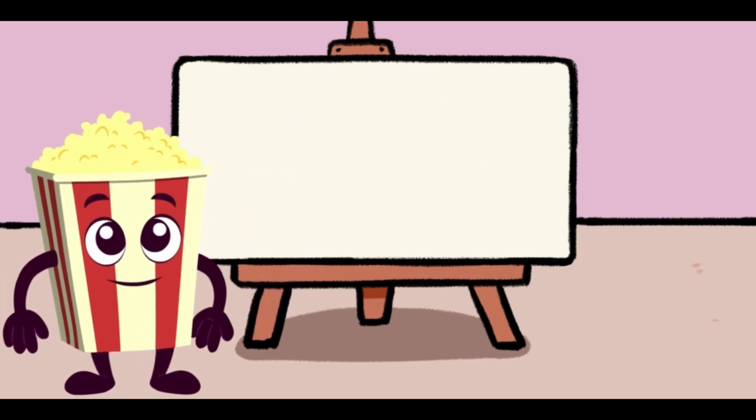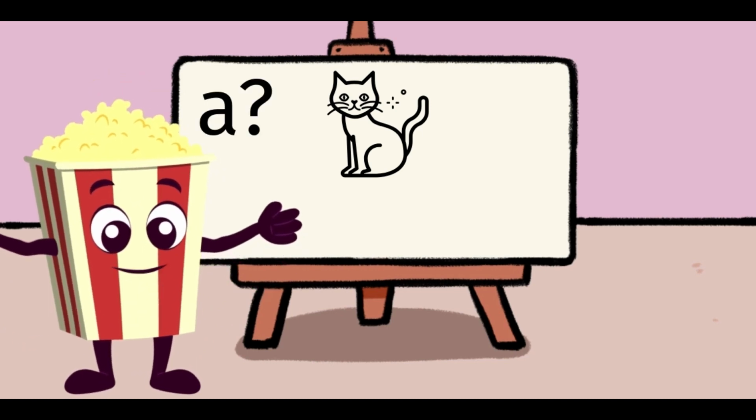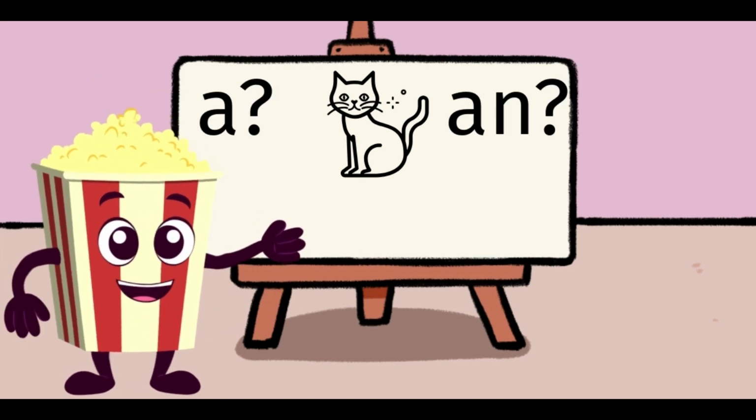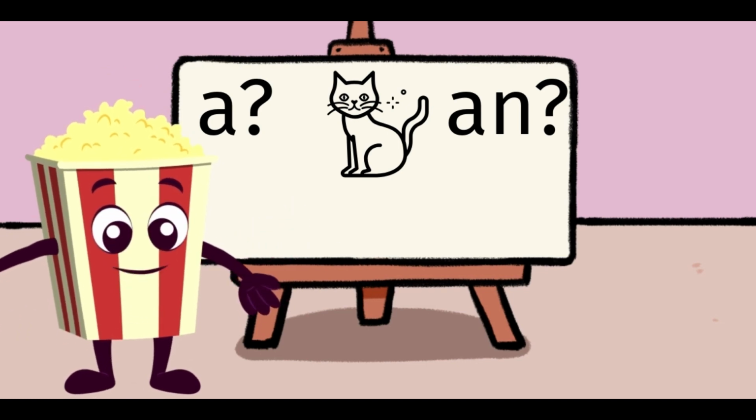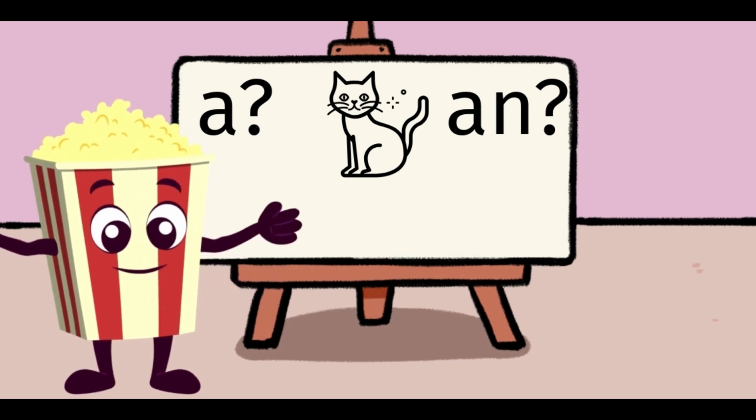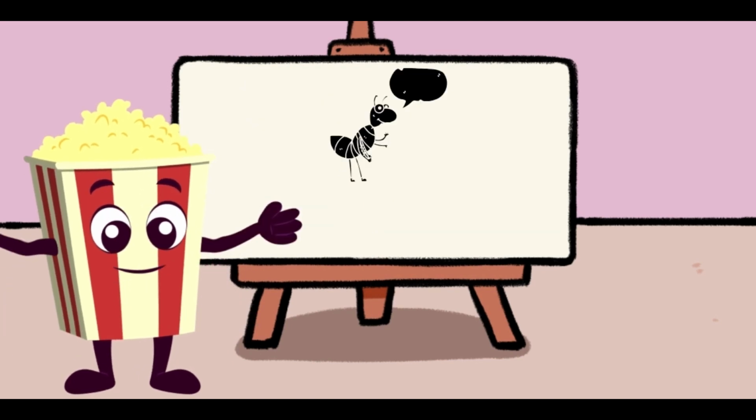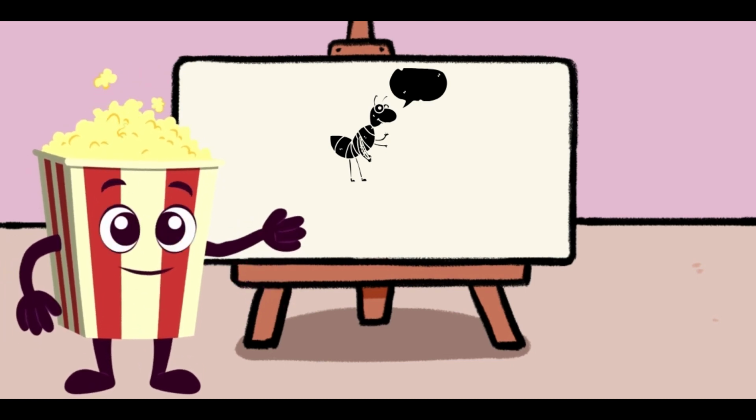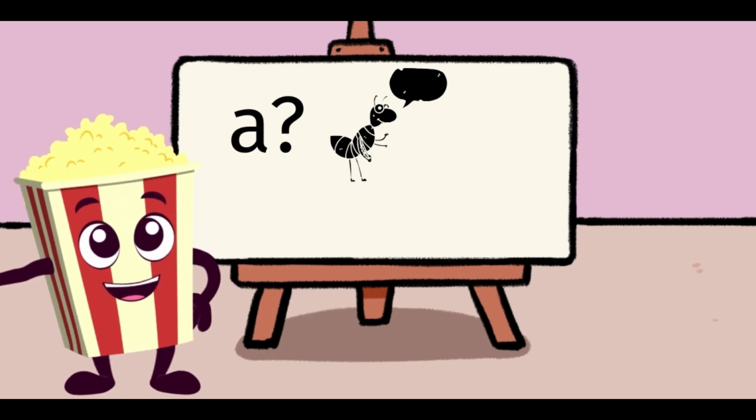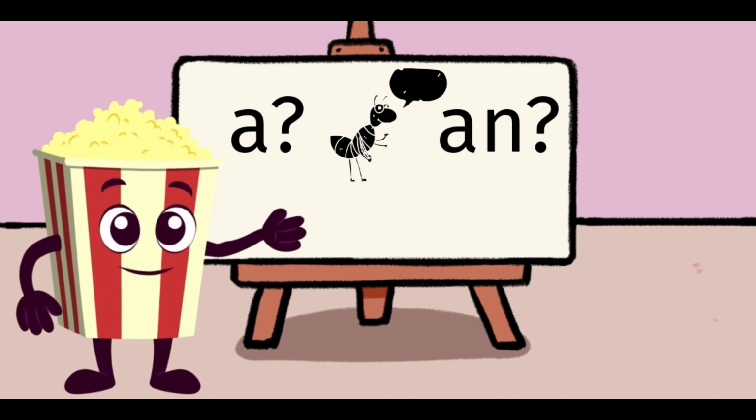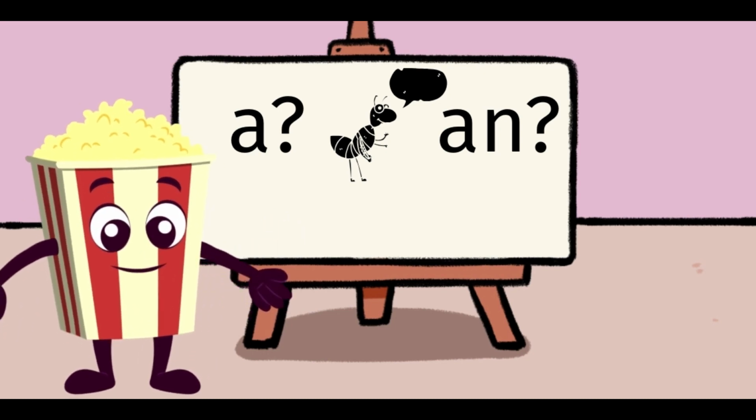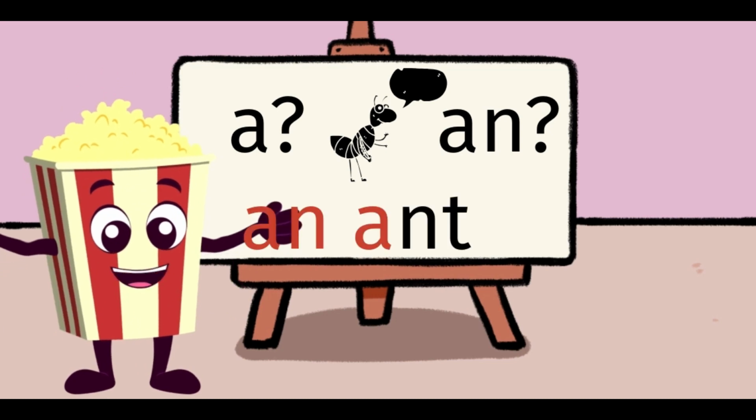Okay, cat. Let's think. A cat or an cat? Cat starts with the consonant K. So, what do you think? Yeah, a cat. Ant. Ant starts with the vowel A. Okay. A ant or an ant? What do you think? Yes, an ant.